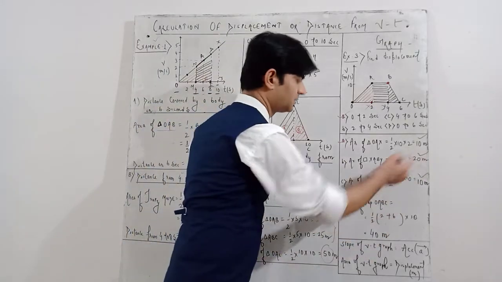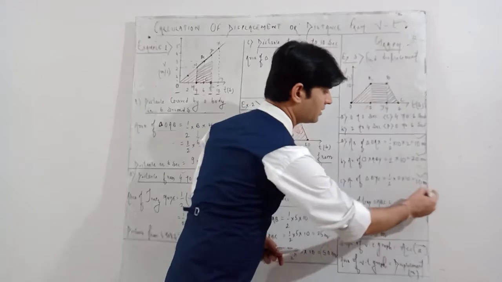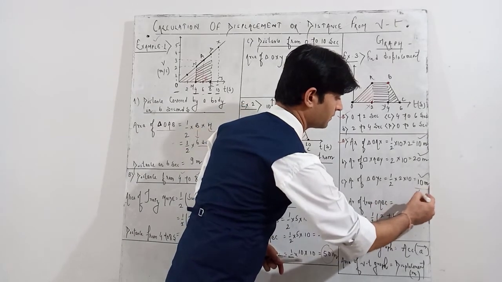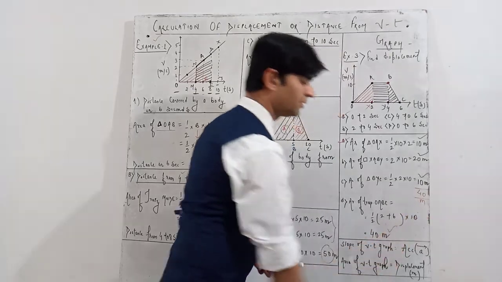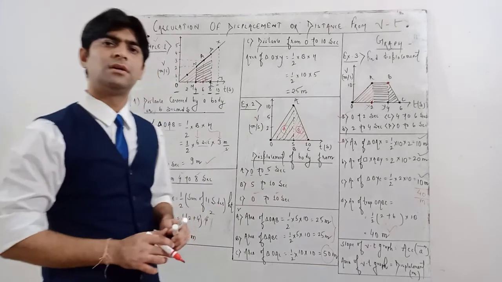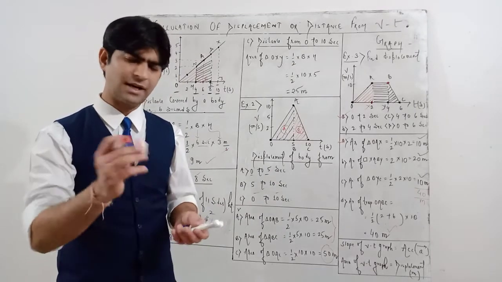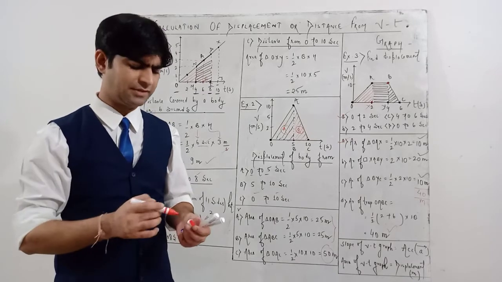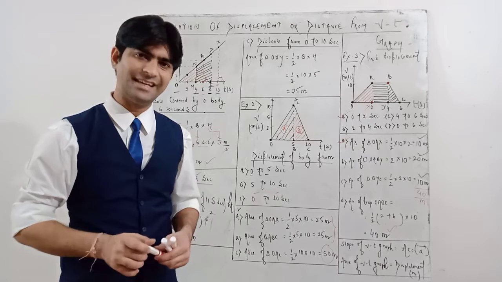So the sum of these different sections is 40, and this is also 40. This is how we calculate the distance or displacement traveled by a body as per the given situation. From a velocity-time graph, you have to calculate the area.